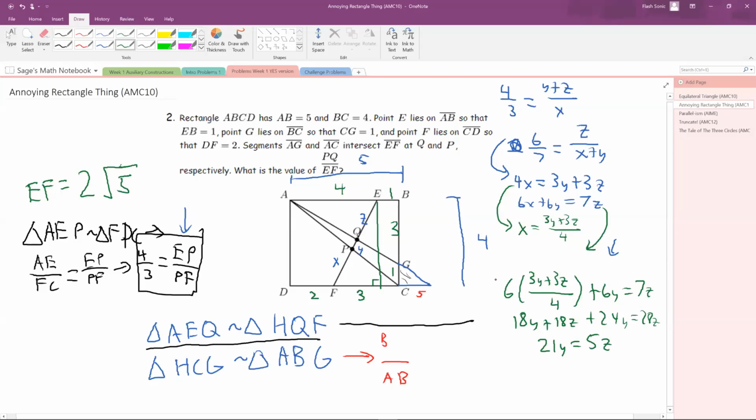Now, since we know that x is equal to 3y plus 3z over 4, if we substitute in for z, we can get that z is equal to 5 over 21 y. So plugging this in gets us that, and yeah, this is a lot of algebraic bash, but it'll be worth it, don't worry. We can get that x is equal to 3y plus 5 over 7 y over 4.